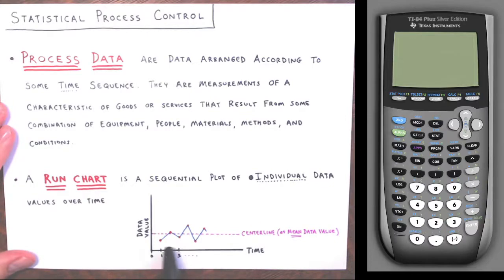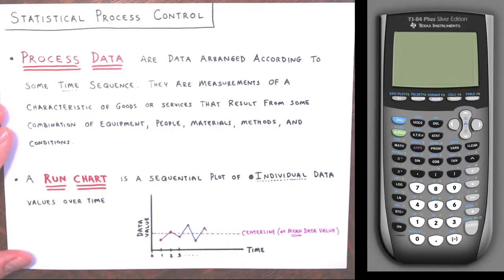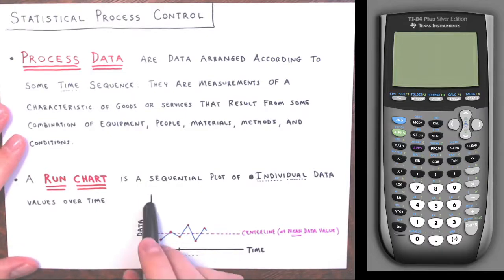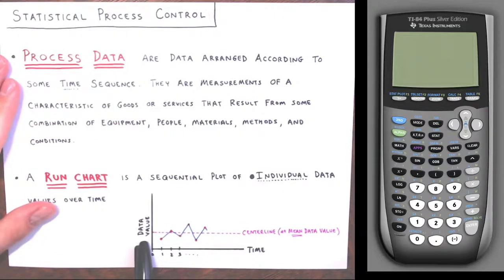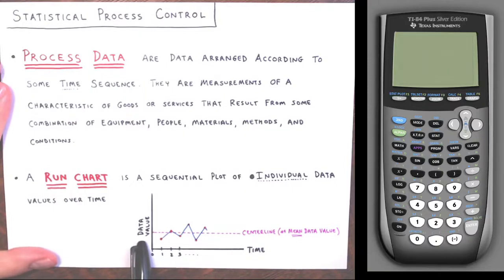So they'll look like this: a run chart. I've got my two axes. Typically along the horizontal axis will be some sort of time units. So there'd be one day, two days, third day, fourth day, or hours, or minutes, or whatever. The vertical axis is the measurement of the characteristic, the possible values of that characteristic being measured.